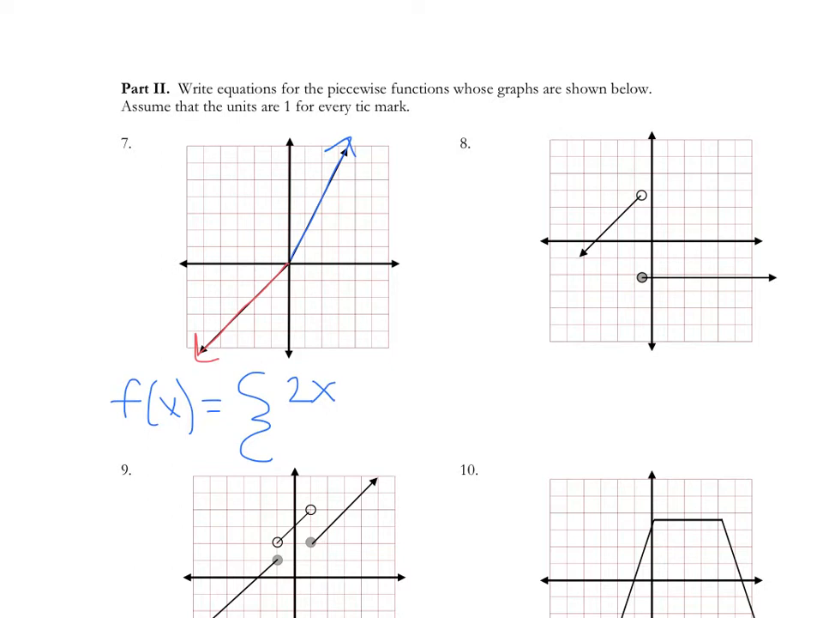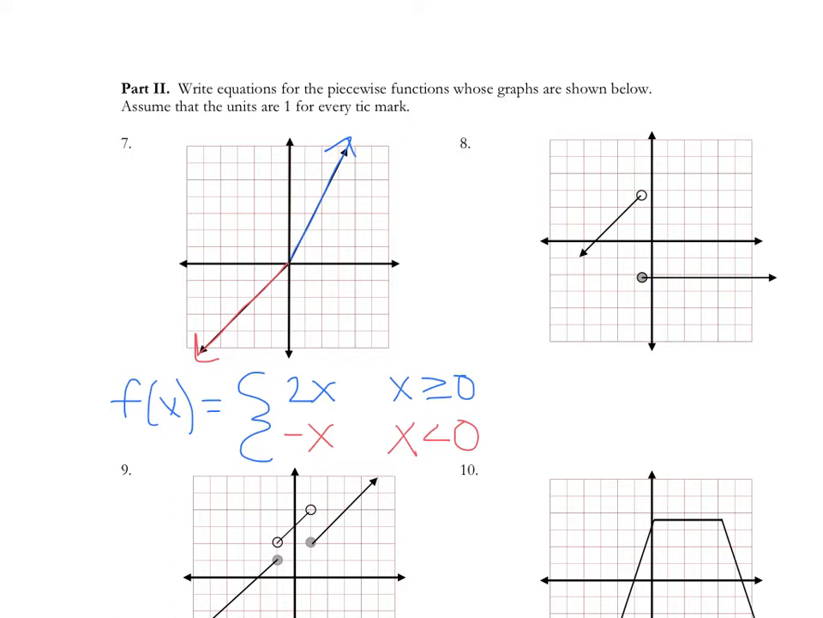And I know that it is greater than or equal to 0. For my second piece, again, it has a y-intercept of 0 and it has a slope of negative 1. So as a linear y equals mx plus b, I would write that as negative x. Since I already included 0 in my blue piece, I'm going to write my restriction as x is just less than 0.